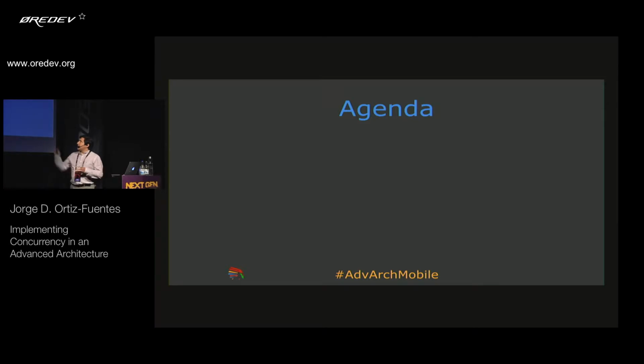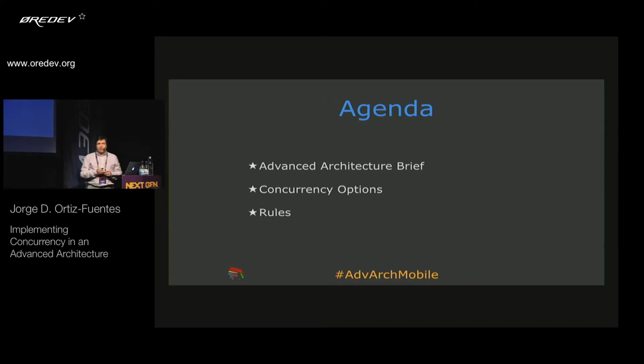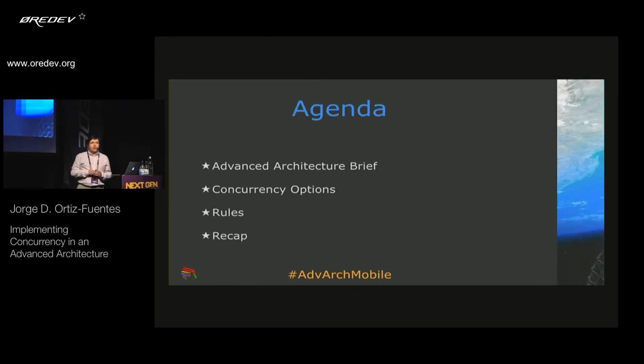So this is the agenda that I have set up. We will start by having some principles about the architecture, introducing a reference model for an advanced architecture, one among many that can be used. And then I will talk about different options in order to implement concurrency, from the most simple to the most advanced and probably the most complicated ones. And then I will extract a few rules in order to implement this concurrency in your applications when using an advanced architecture. And finally, I will do a very brief recap.